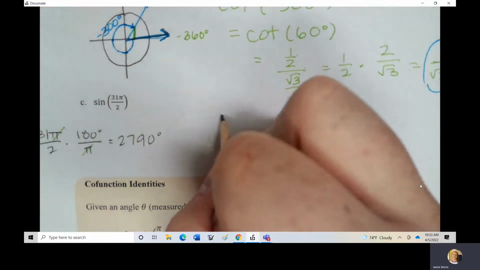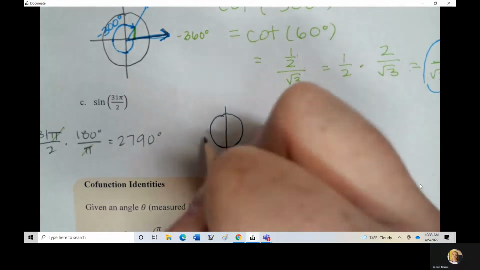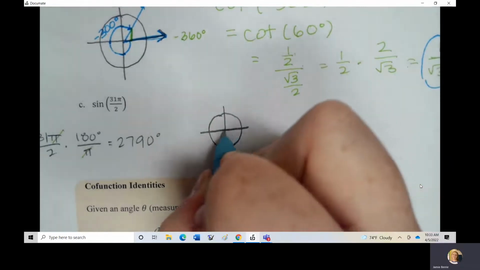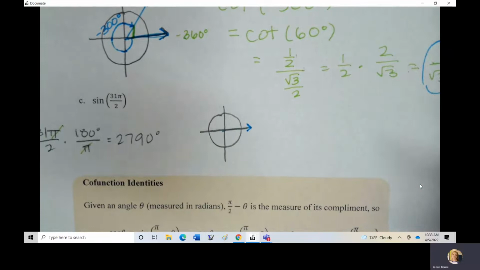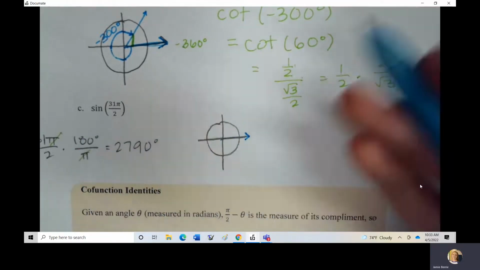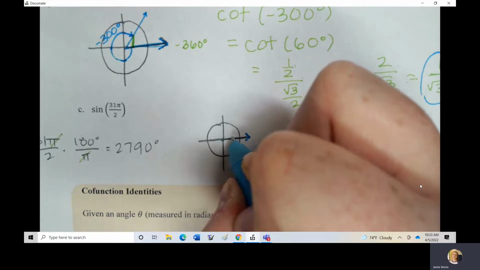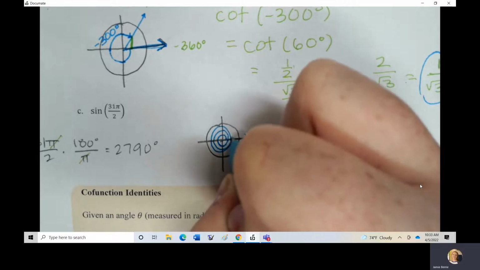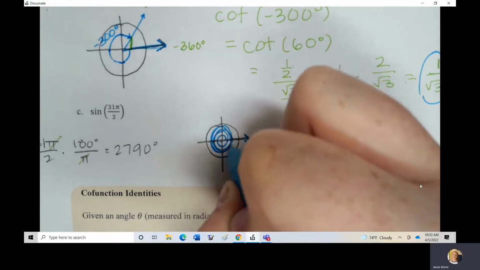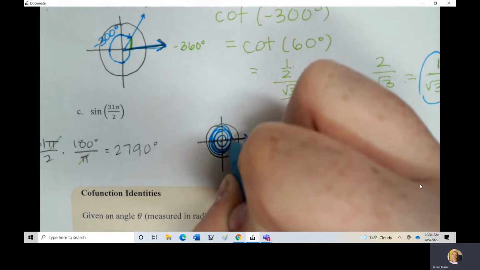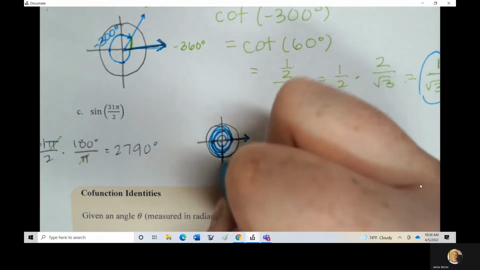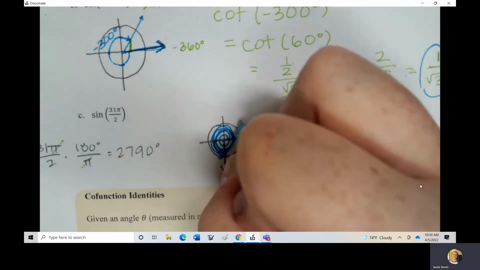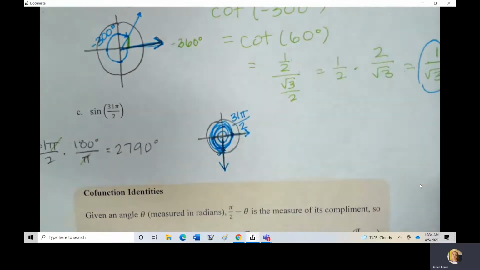All right, so draw your unit circle. Starting here, that's our initial side. We're going counterclockwise because this is a positive angle. So 7 3/4, 7.75. So 1, 2, 3, 4, 5, 6, 7, 7 1/4, 1/2, 3/4. So that is 31 pi over 2, or 2790 degrees.